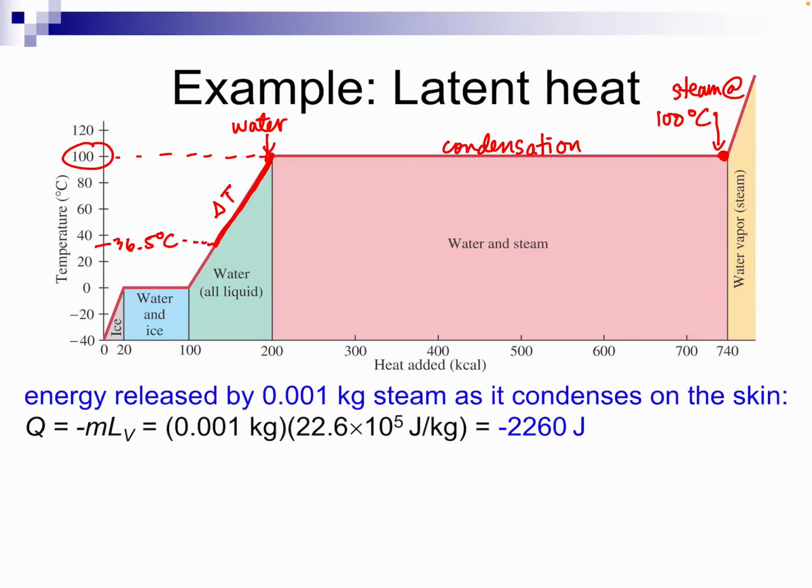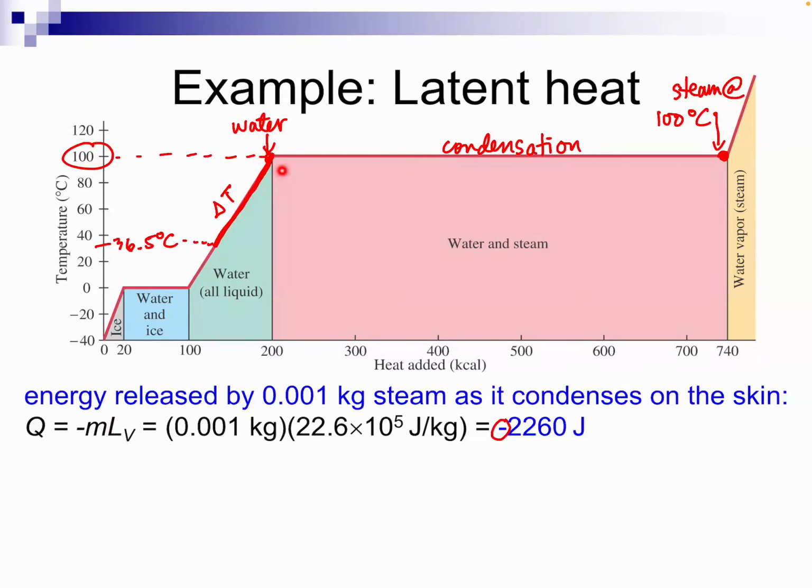So that's the scenario there. Overall, the steam will have to release energy as it condenses to water. The energy released by steam as it condenses to water is given by Q equals mL_v, where L_v is the latent heat of vaporization. We're given the mass of the steam and the latent heat of vaporization. Again, the negative sign means that heat is released from the steam.